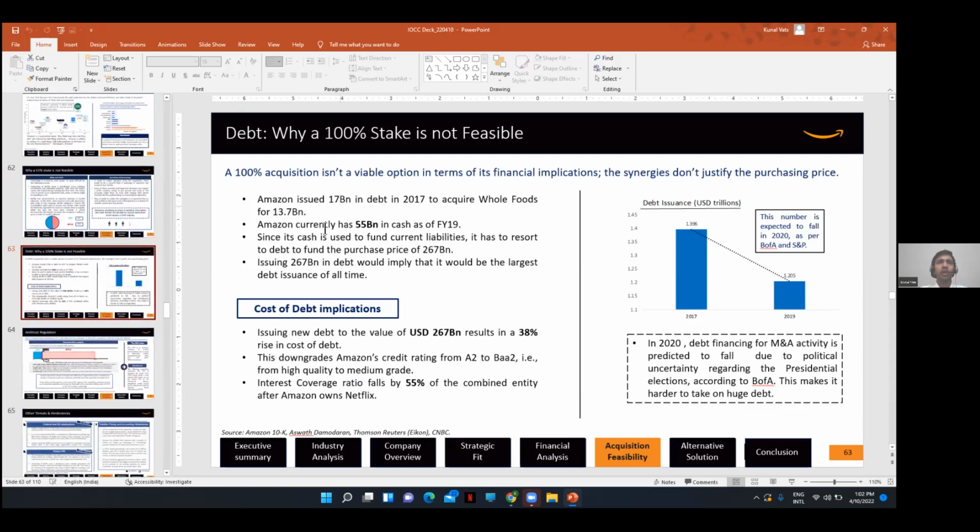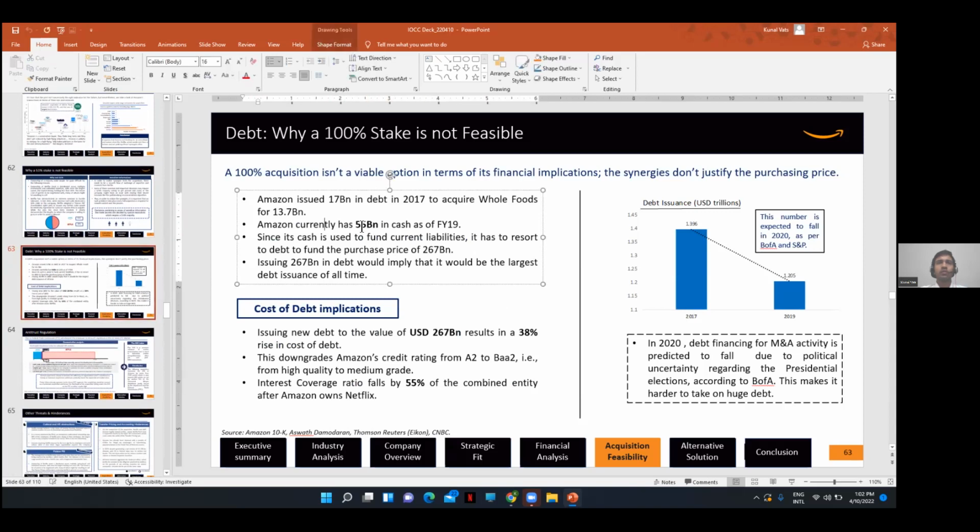Firstly, because looking at the cash balances of the company, which is 55 billion, and some of it needs to be serviced for current liabilities, there was not enough cash to fund a 267 billion purchase price, which we calculated before. And if we do take debt, the debt would be one of the largest issuances ever, and it would degrade the credit rating of Amazon. It will increase its cost of debt and have other implications which are not financially sound for Amazon.